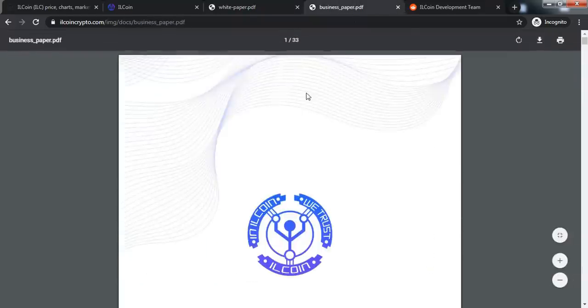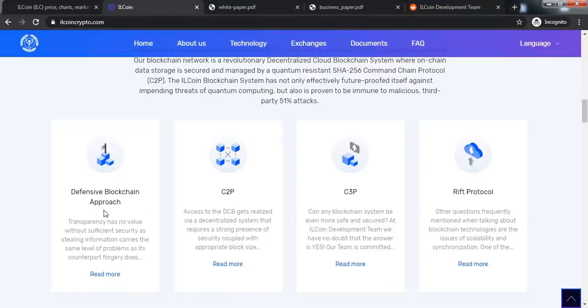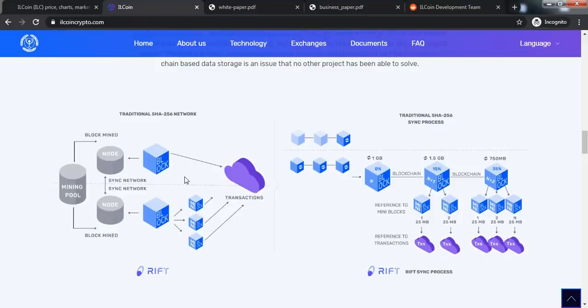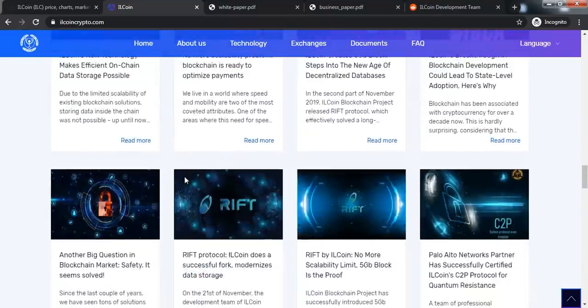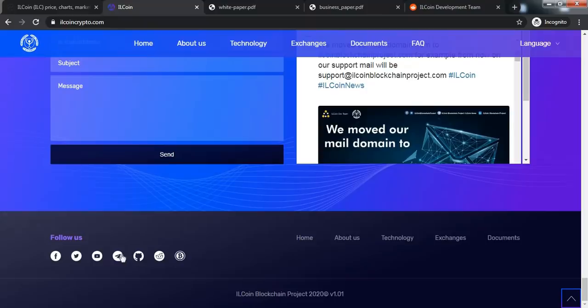If you want the business paper, they also have a business paper, with some benefits like the evidence blockchain approach, C2P, and some protocols, etc. Here you will find the graphic of how the data storage, or your personal storage, is stored based on the blockchain system, some articles about this project, and they have their own web wallet, also Mac and Android wallets, and their own blockchain explorer if you want to explore the coin, buy it or send it from an exchange or wallet.